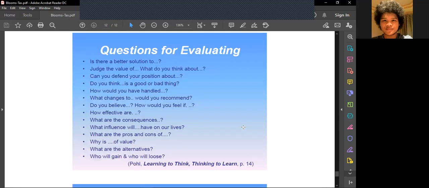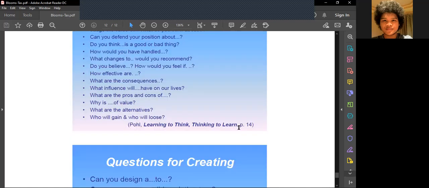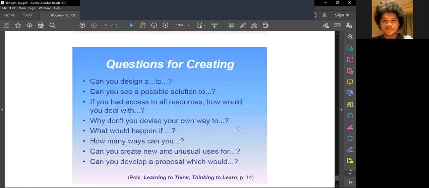Now, questions for evaluating. These are the following. Is there a better solution to? Judge the value of? Can you defend your position about? And so on and so forth. Now, questions for creating. Can you design a? Can you see a possible solution? If you had access to all resources, how would you deal with? Why don't you devise your own way to?